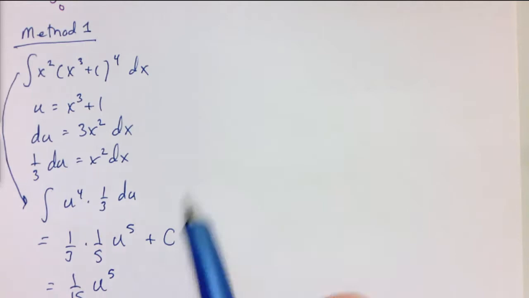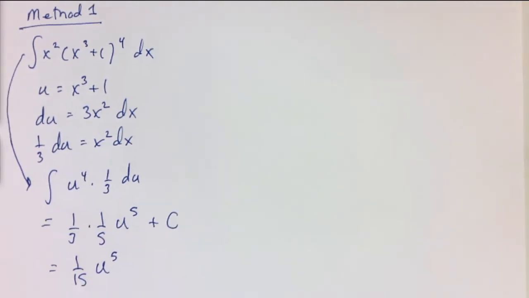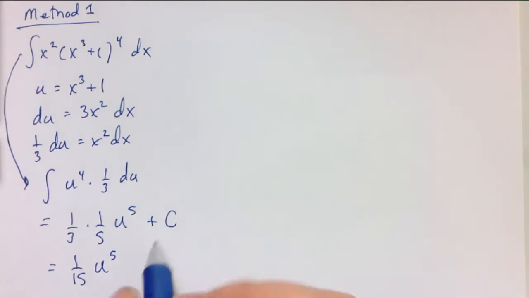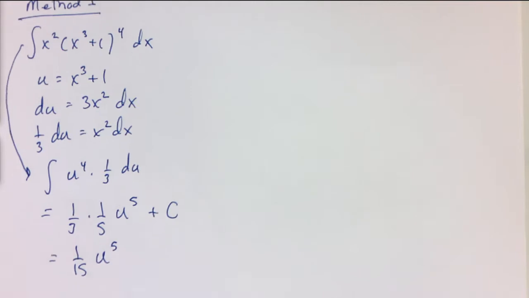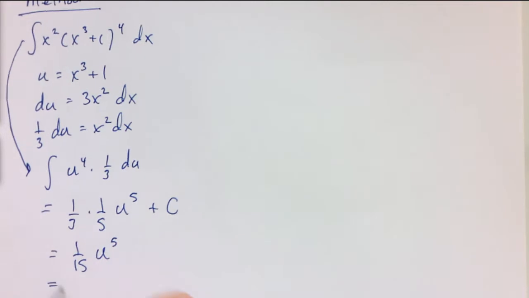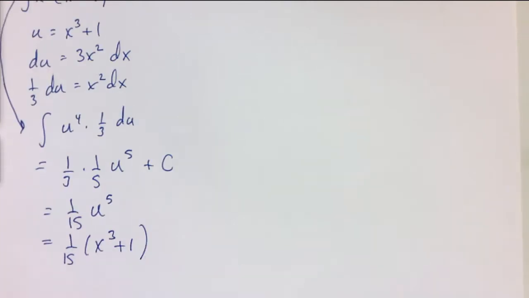The plus c, when we're in the definite integral context, just doesn't matter, all right? Because we can use the fundamental theorem of calculus with any antiderivative, including the one where c is equal to 0. So we're just going to take this c and in the definite integral context set it equal to 0. But now since I started with x's, I need to go back to x's, so I get 1/15 times x cubed plus 1, to the 5th power.